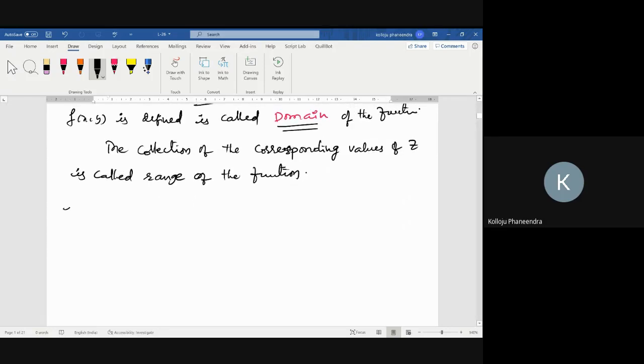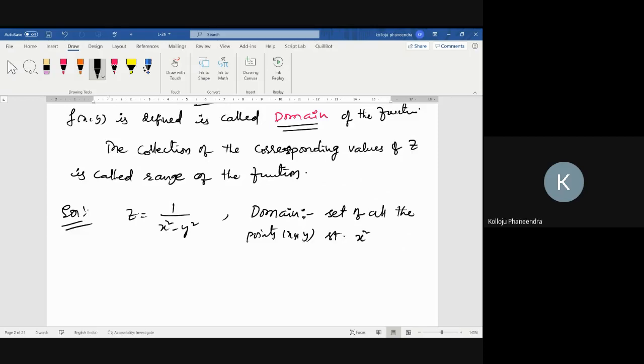For example, if I consider z equal to 1 by x square minus y square, what is the domain here? I can take any x and y, right? So the domain is: x square minus y square should not be 0. You write it like this: set of all the points x comma y such that the denominator should be not equal to 0. That means x square minus y square not equal to 0, so y not equal to plus or minus x. That is the domain. And what is the range? It is clearly R, the set of real numbers.